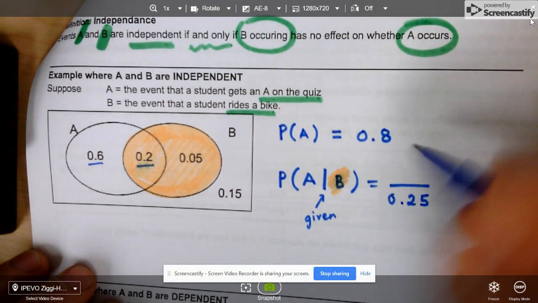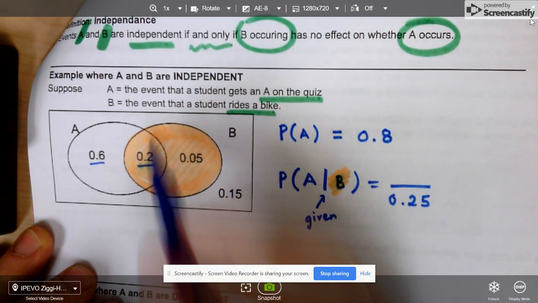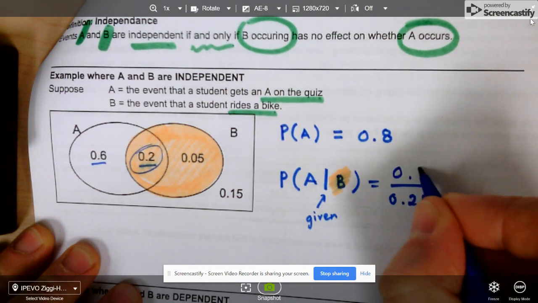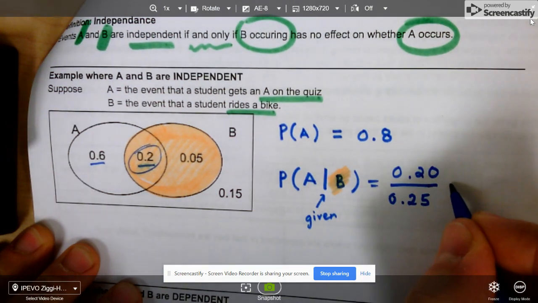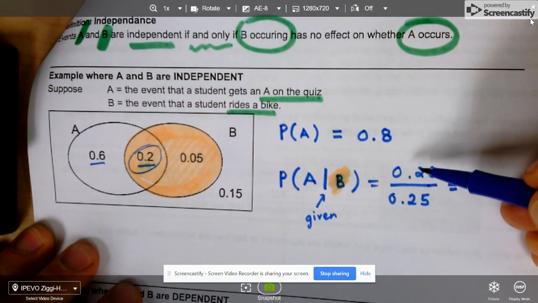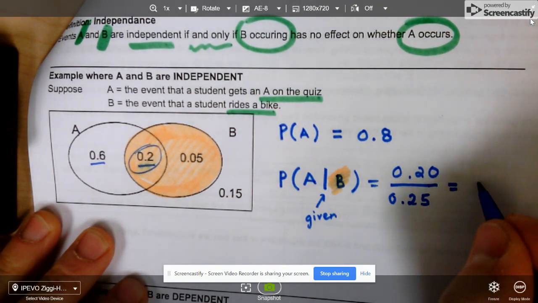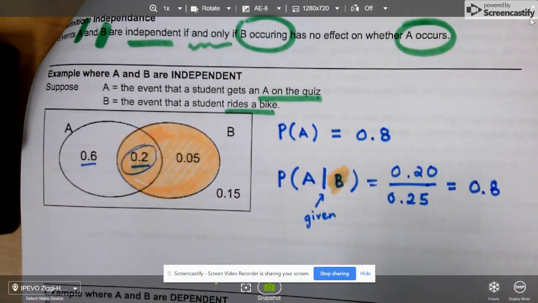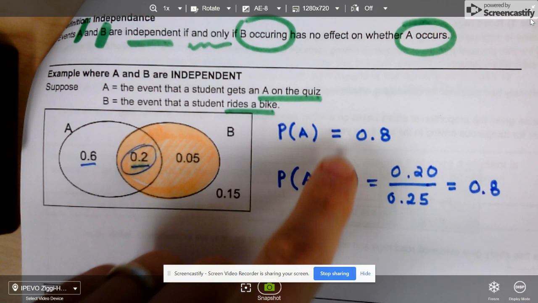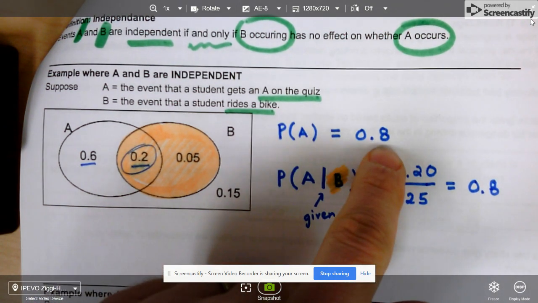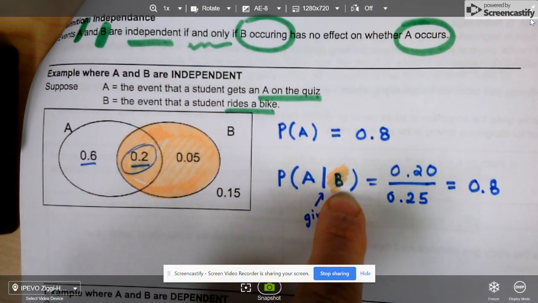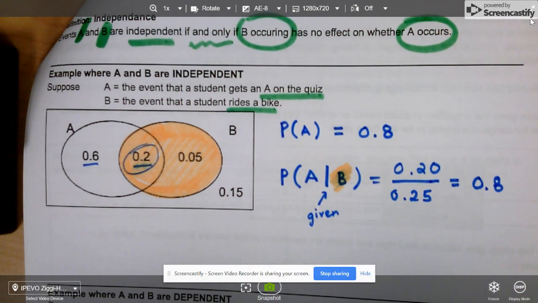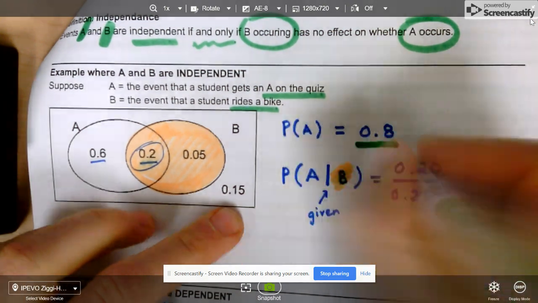Now in the numerator is going to be the part of this circle that is in A, and that would just be this part. So our numerator is going to be 0.2. If you take 0.2 and you divide it by 0.25, lo and behold, guess what you get? 0.8. Now think about what this means. This means that the probability of A is 80%. If we know that someone rides a bike, the probability that they get an A is still 80%. That's what it means to be independent.